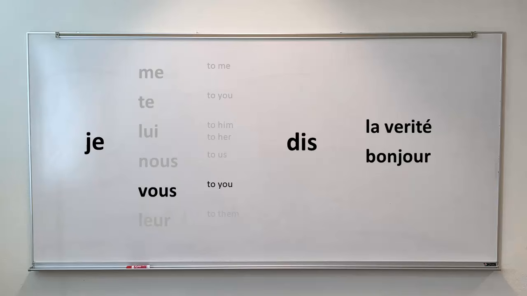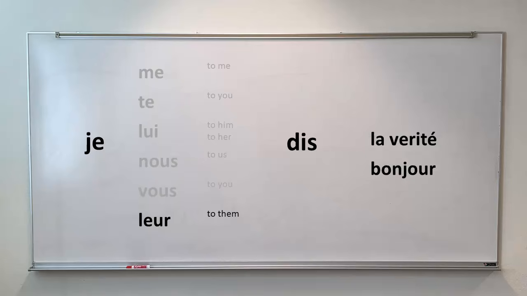Vous, how about vous? Je vous dis la vérité. I, literally to you, tell the truth. I tell the truth to you. Or I tell you the truth. Remember, in English, we have the option of doing it either way. I tell you the truth or I tell the truth to you, but in French, only one way. Je vous dis la vérité. Je vous dis bonjour. I say hello to you.